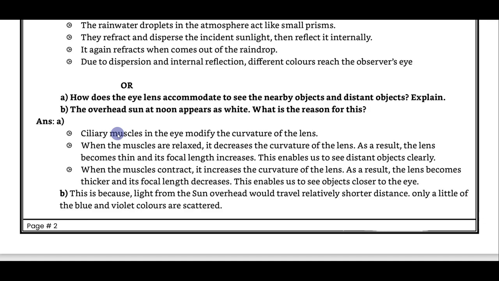When the muscle contracts, it increases the curvature of the lens. As a result, the focal length decreases. This enables us to see objects closer to the eye.